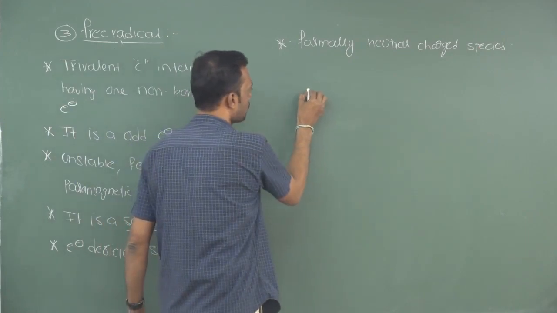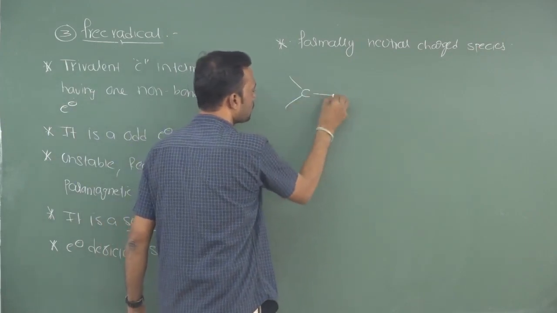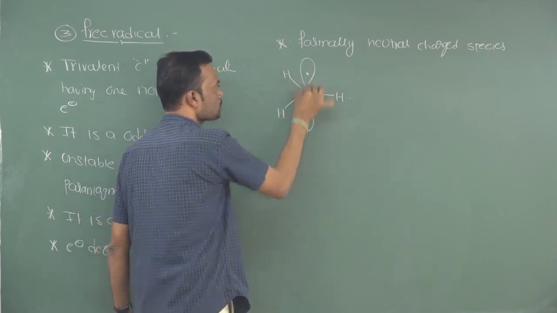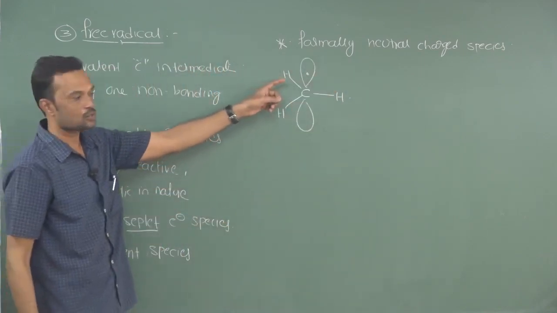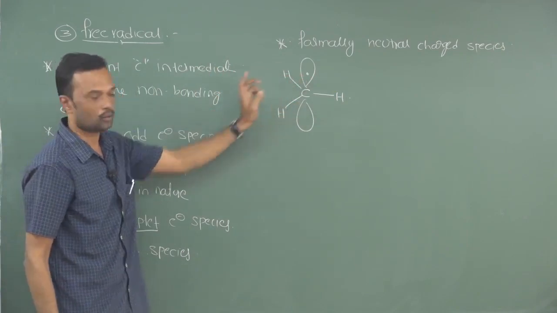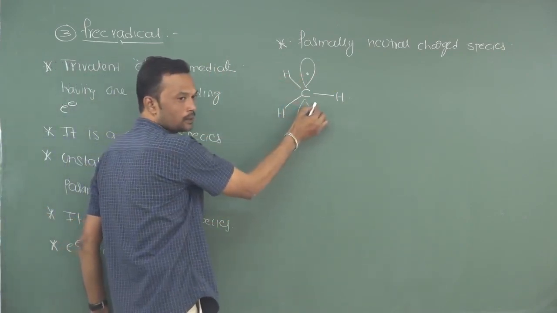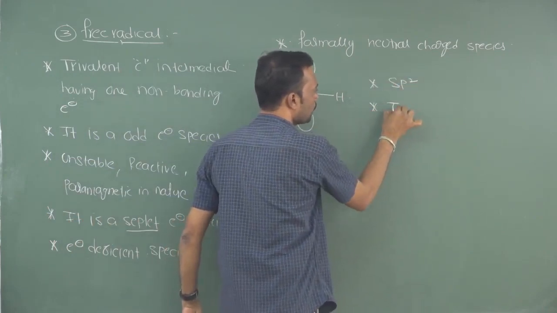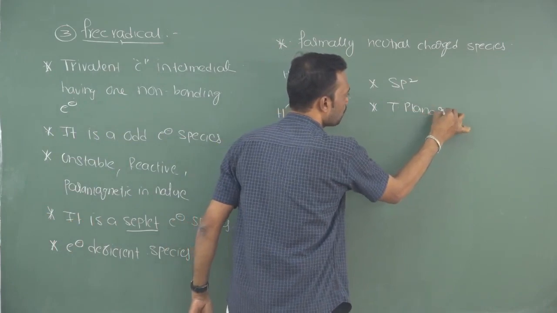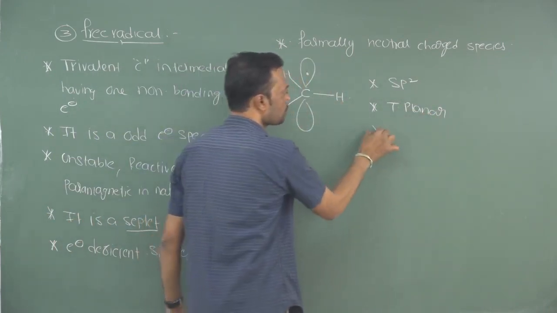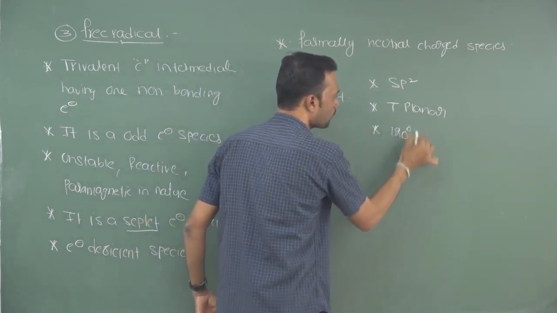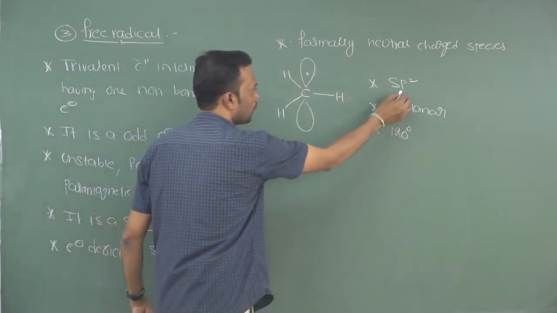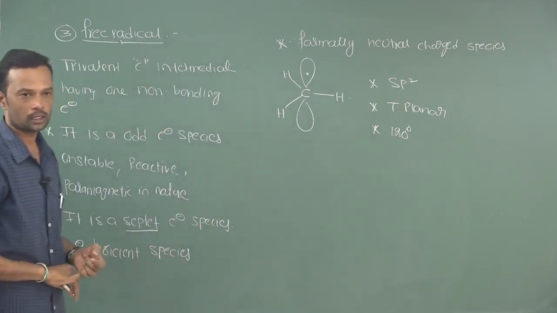Next, if I take a carbon, now I am writing 3 bonds: hydrogen, hydrogen, hydrogen. So here I am writing one free radical. This is a non-bonding electron. Now how many bonds are present on carbon? 3 bonds are present. So what is the hybridization of the free radical? sp2. Now it has trigonal planar geometry. What about the bond angle? The bond angle is 120. It is approximately similar to a carbocation. So sp2, trigonal planar, 120 will be the bond angle.